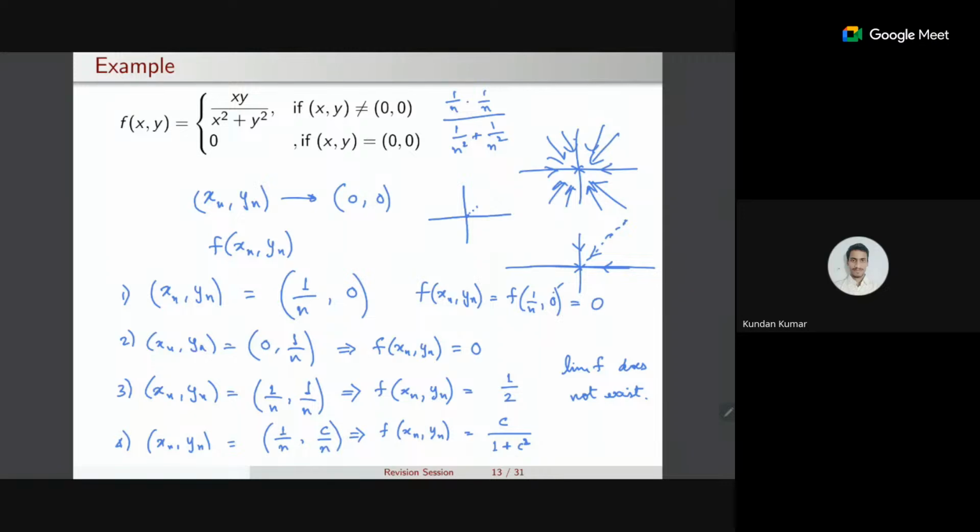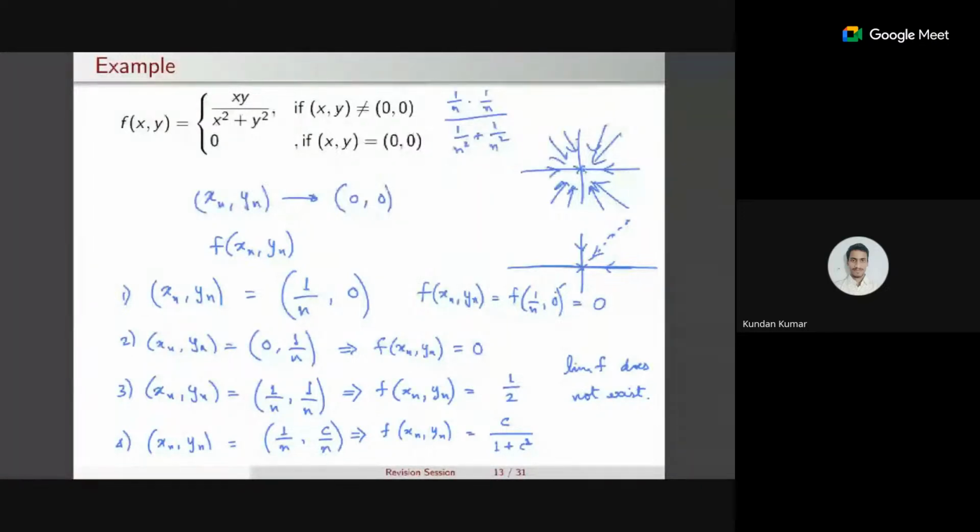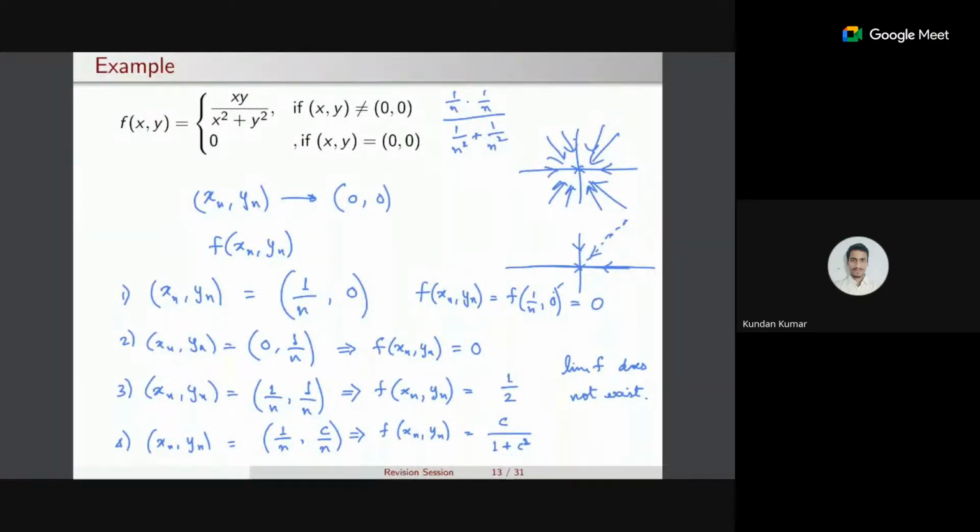Okay, that's why you are telling that. Yeah, I'm going towards the origin along a converging sequence of vectors which lie on the line y is equal to x. Okay, got it. In the first, we are going along the x-axis and in the second, the y-axis. Yes. And the third one is y is equal to x, and the fourth one is y is equal to cx. So this is like y is equal to mx, which is another line through the origin.